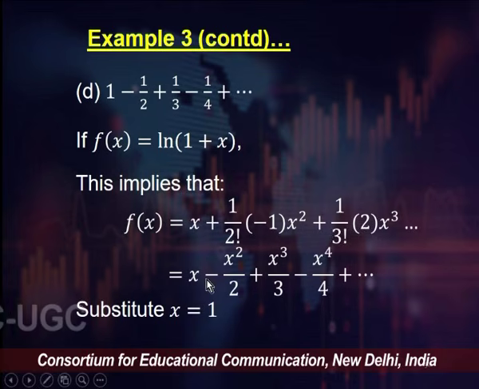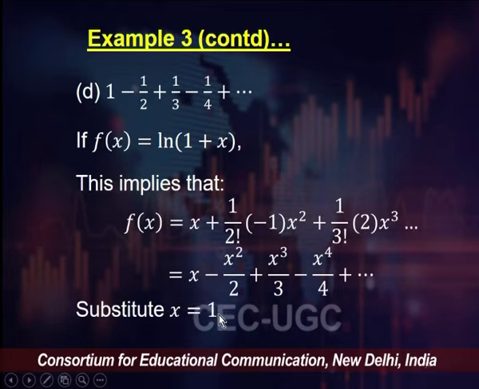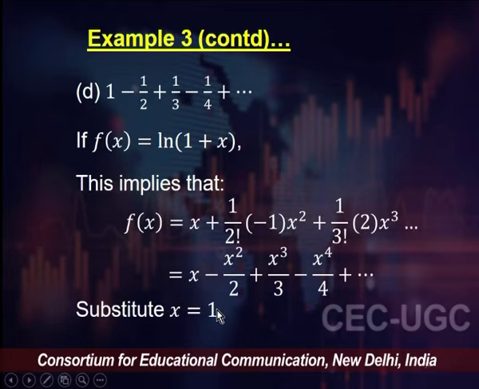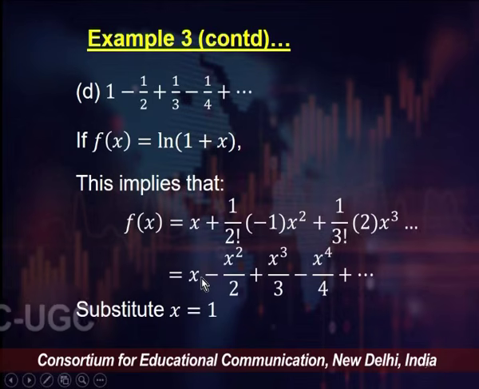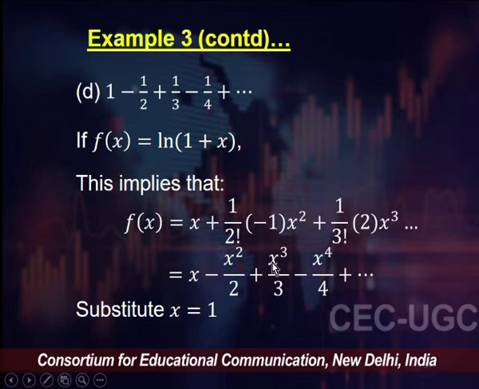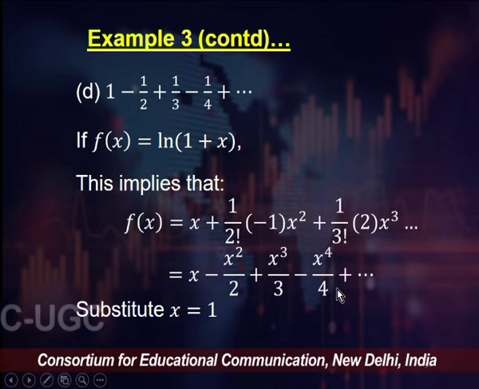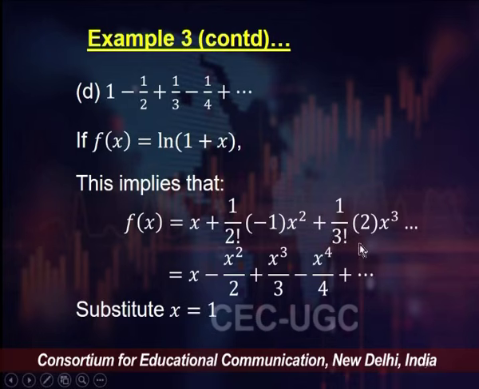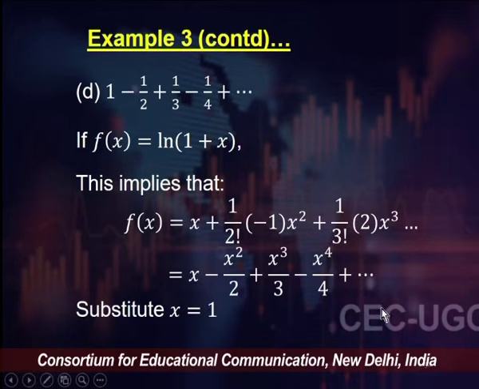So, basically you get this as a Taylor series, and the next bit that you just have to do is substitute x equal to 1. So, if I put x equal to 1, what do I get? I get f of x, which is natural log of 1 plus x, that is equal to natural log of 2, which is equal to 1 minus half plus 1/3 minus 1/4 and so on. So, natural log of 2 is actually what the series converges to.